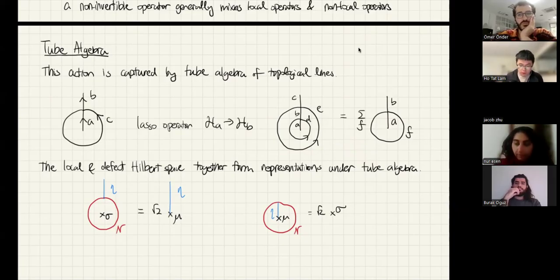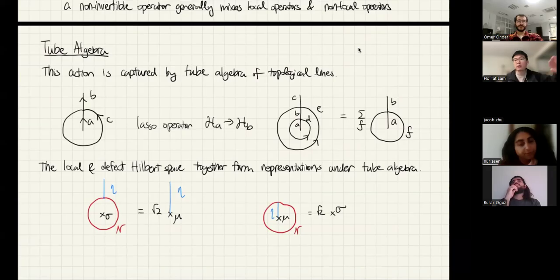Okay, so now the important thing is that because non-invertible symmetry maps between different defect Hilbert spaces, when you think about the representation theory of non-invertible symmetries, you should think about it as combinations. You should think of the local and defect Hilbert spaces together. They form representations under these tube algebras.